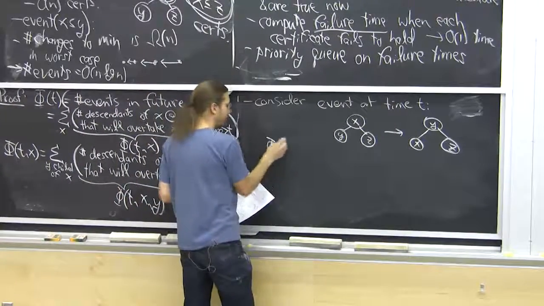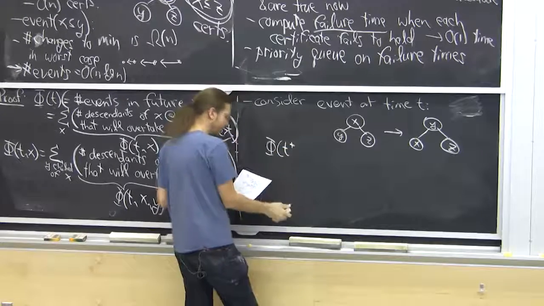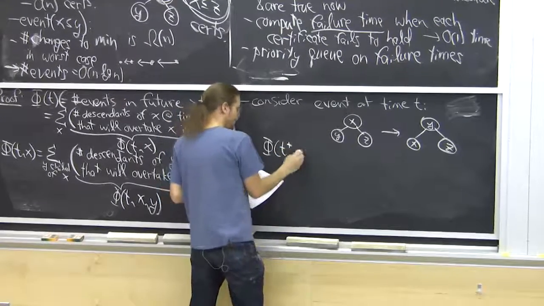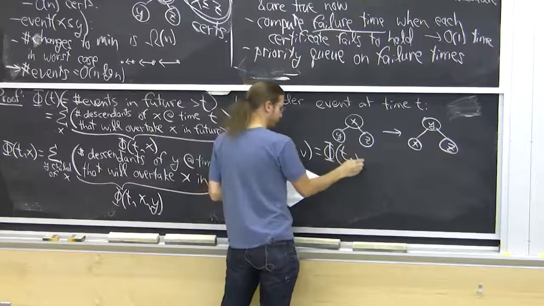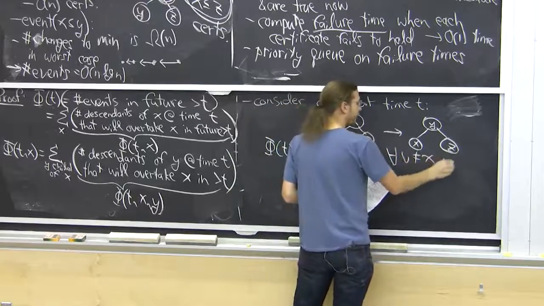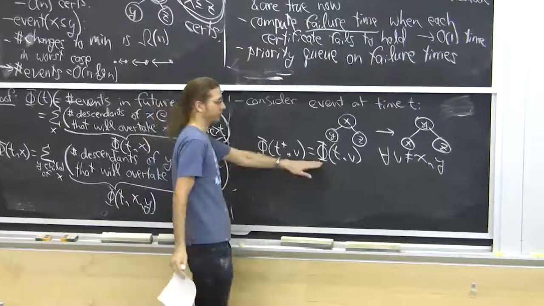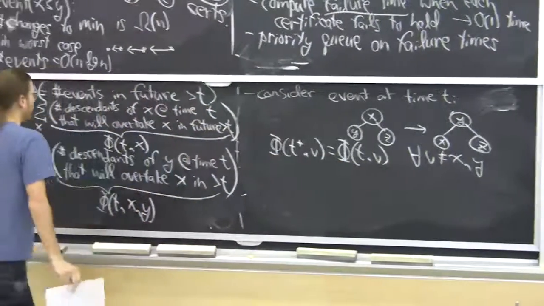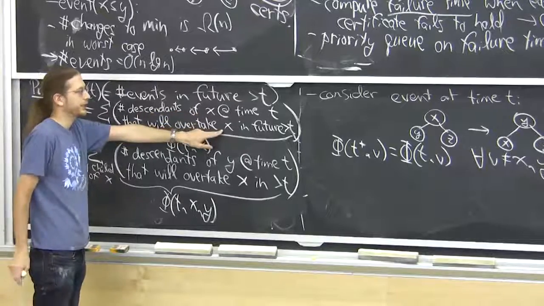I claim that phi of t plus, which is the moment right after now, infinitesimally larger, does not change for most vertices. It only changes for x and y. If x and y are the guys that are switching order, this will not change for any others. Why is that? Because we're looking at the number of descendants of some vertex that will overtake that vertex.